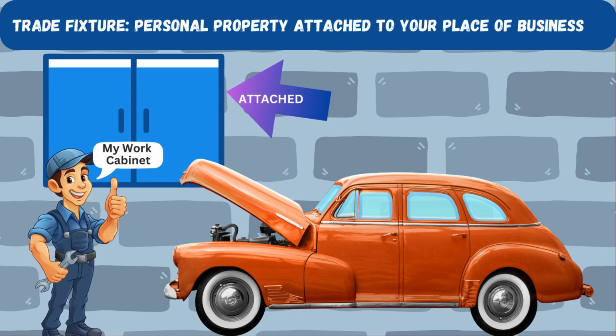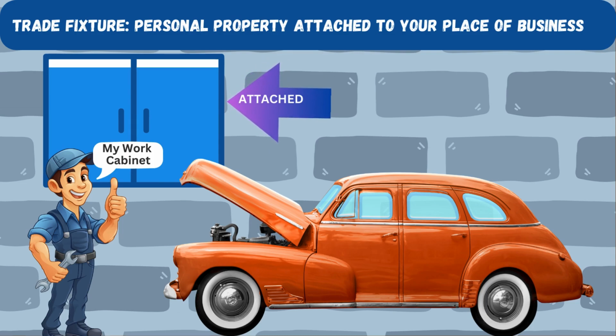A trade fixture has to do with personal property being attached to a place of business. For example, a mechanic may prefer his own cabinet to keep his tools organized and readily available. If he gets permission from the garage owner to hang his cabinet, that is a trade fixture.